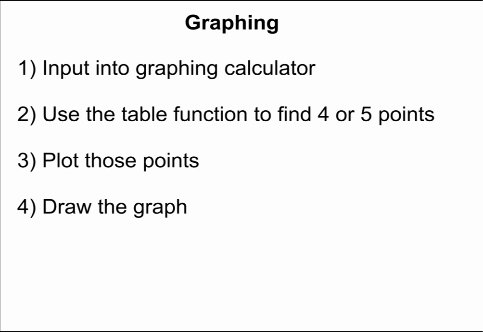The final part of this video, we're going to talk about how to graph a function. So we're just going to use 4 steps, and we're going to be using a graphing calculator. The first thing we're going to do is put this into the graphing calculator. We're going to use the table function to find 4 or 5 points to use. We're going to plot those points, and then we're going to draw the graph. Now, I'm not going to be showing you the graphing calculator for this video. We'll talk about that in class, but I am going to show you the general process.